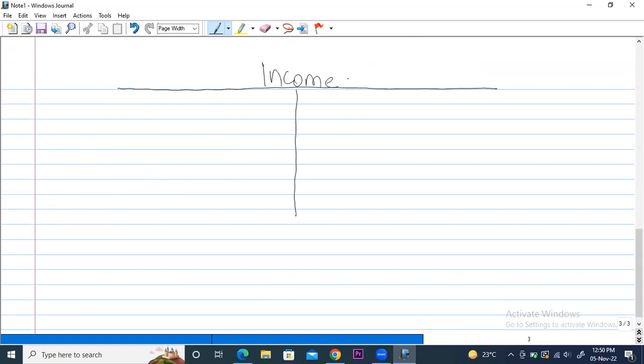Income. Again, income was of two types: prepaid income and accrued income as well.